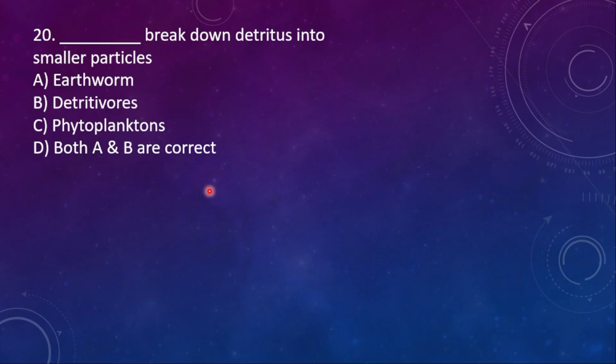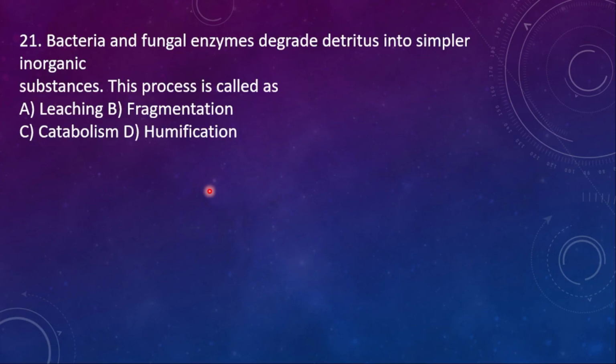Next question. Dash break down detritus into small particles. A. earthworm, B. detritivores, C. phytoplanktons, D. both A and B are correct. Here the right option is both. 21. Bacteria and fungal enzymes degrade detritus into simpler inorganic substance. This process is called A. leaching, B. fragmentation, C. catabolism, D. humification. Here the right option is B.